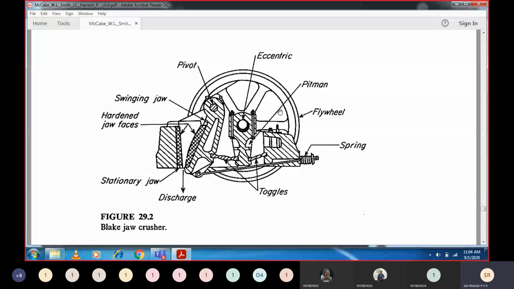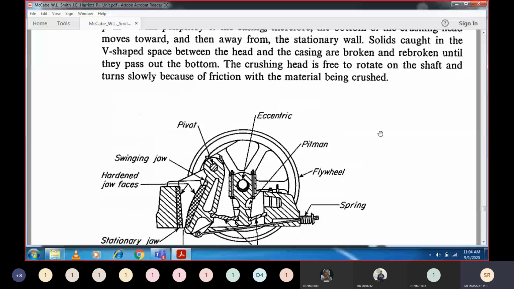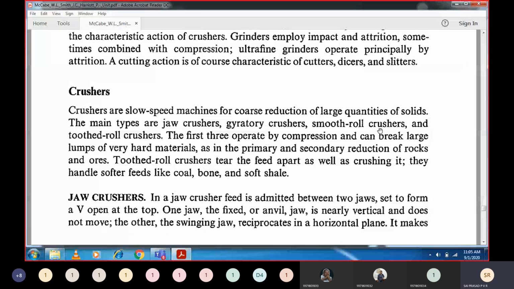Let us see the theory part of it, and whenever it is essential, I will be coming back to this particular diagram. So here, a jaw crusher. In a jaw crusher, the feed is admitted between two jaws. One is called the stationary jaw. The second one is called the swinging jaw. In case of a Blake type of jaw crusher, the pivot is at the top. In case of the Dodge type of jaw crusher, the pivot is at the bottom. So these are the differences.